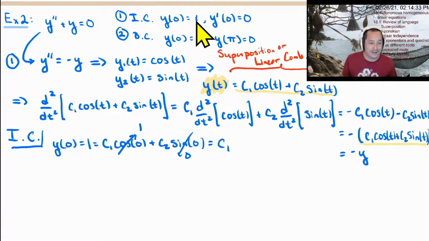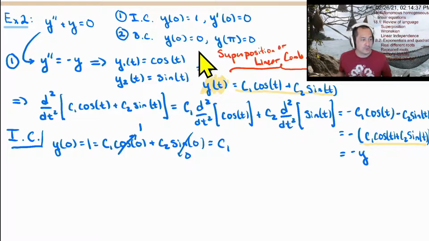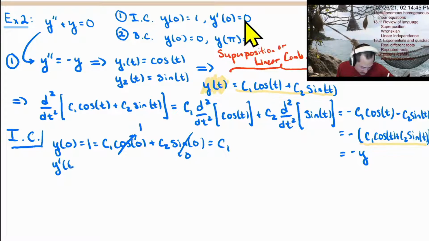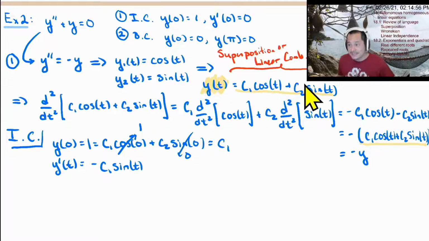So what have I found out? c1 is equal to 1. Okay. Now what do I need? I need y prime of 0 is 0. So what is y prime? y prime of t is going to be take the derivative of cosine to get minus c1 sine of t. And then take the derivative of sine to get plus c2 cos of t.